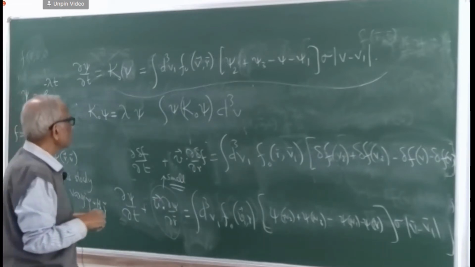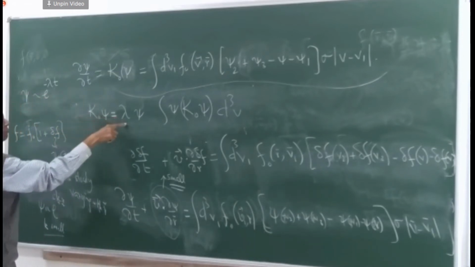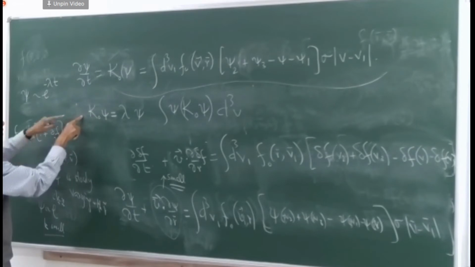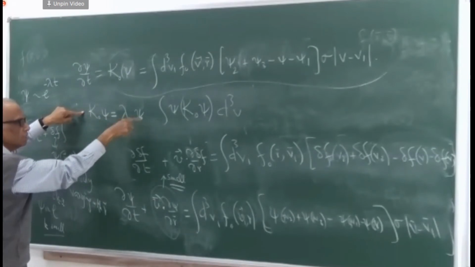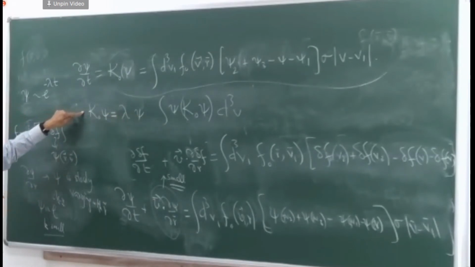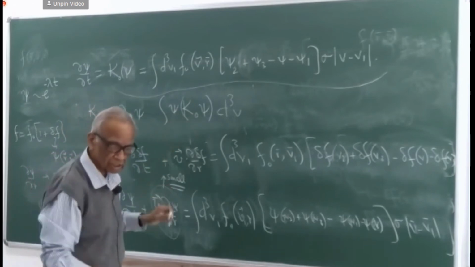So therefore, what is lambda? Lambda is the inner product of psi with K0 psi divided by the inner product of psi with psi. Right? So everything hinges on psi K0 psi.